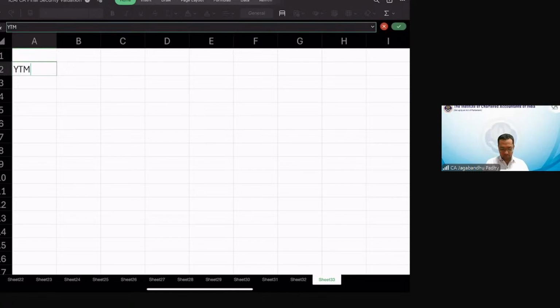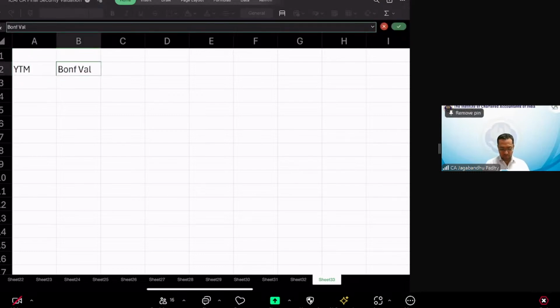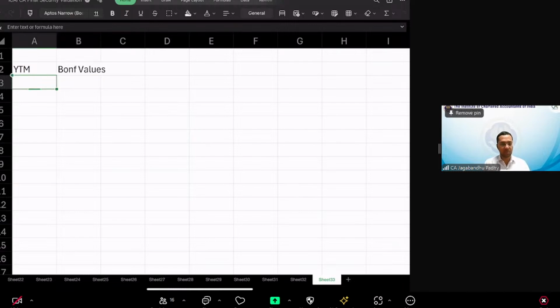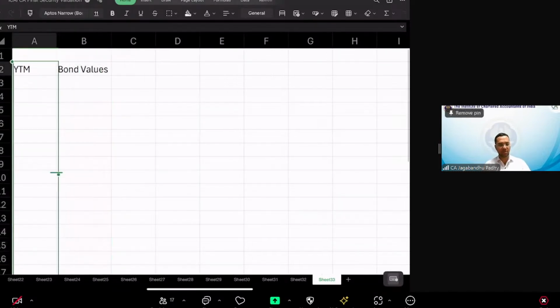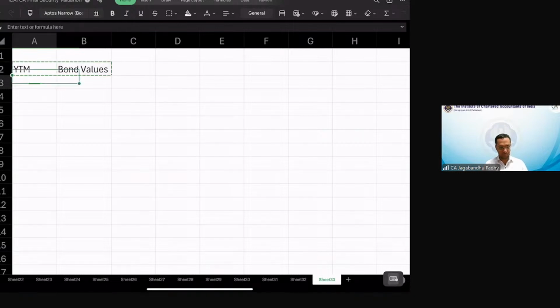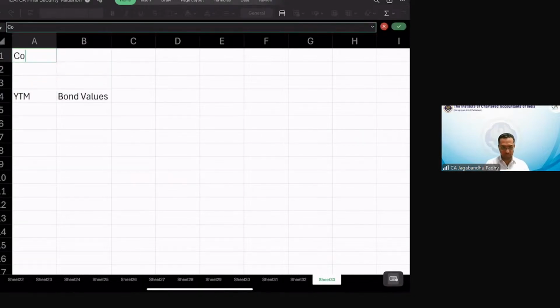For that, let me write down the YTM and the bond values. Now it is quite obvious that as the YTM changes, what will happen to the bond value? Yes, tell me, what's the relation between bond value and YTM?